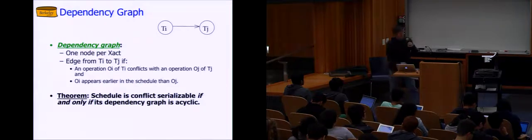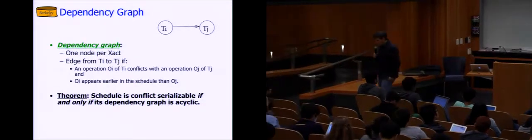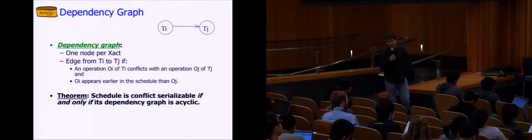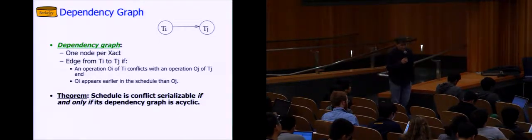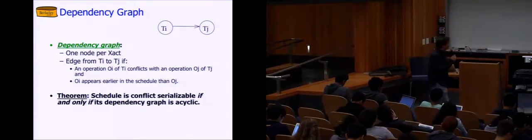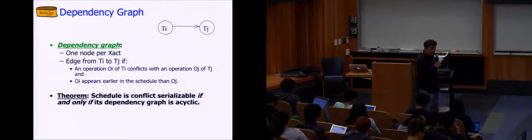All right. So here's a somewhat simpler way to capture conflict serializability. We're going to draw a graph, and this graph is going to very easily let us test for conflict serializability in any schedule. It's going to be called a dependency graph, and there's going to be a node per transaction.